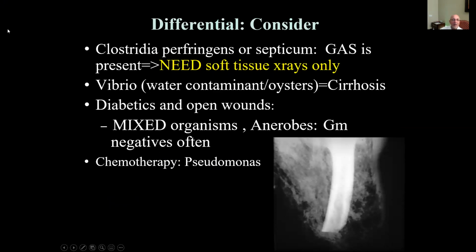For differential diagnosis, one should consider Clostridia infection where gas is present in the extremities, and one only needs to get a soft tissue X-ray to demonstrate the presence of gas in the tissue, which can often be felt clinically. If the patient has cirrhosis, one should suspect Vibrio. Diabetics or patients with chronic wounds, such as pressure ulcers, often have mixed organisms, including E. coli, anaerobes, or other gram negatives. And in patients who have been under chemotherapy or are immunocompromised, one should also consider Pseudomonas as causing soft tissue infection.